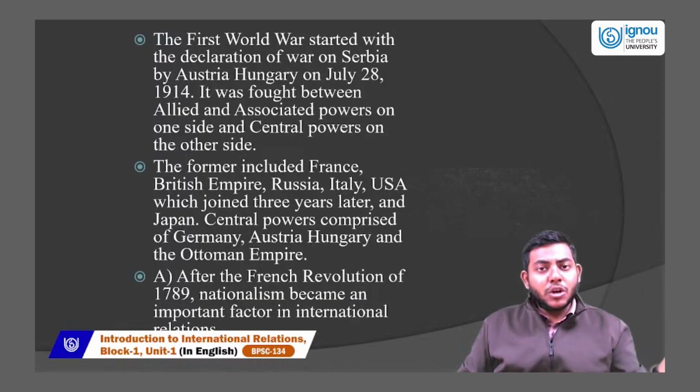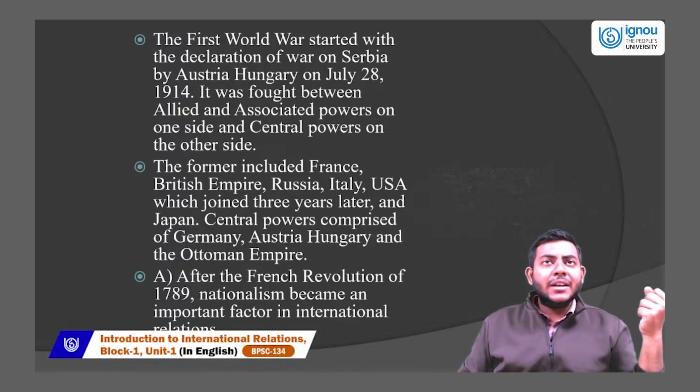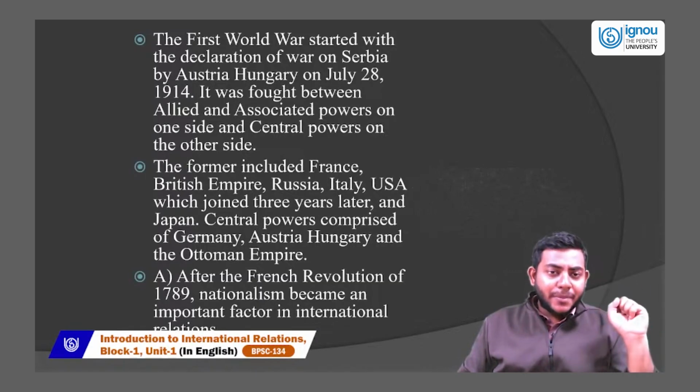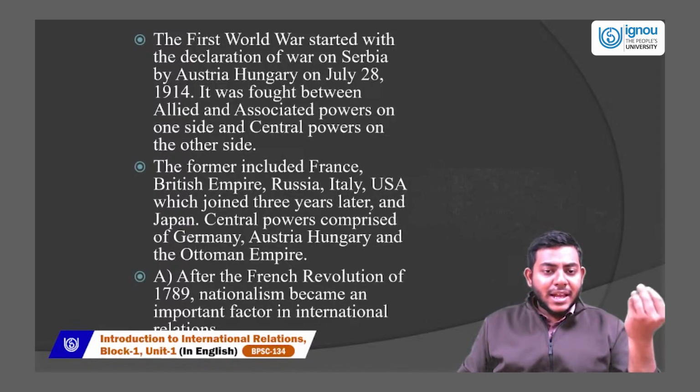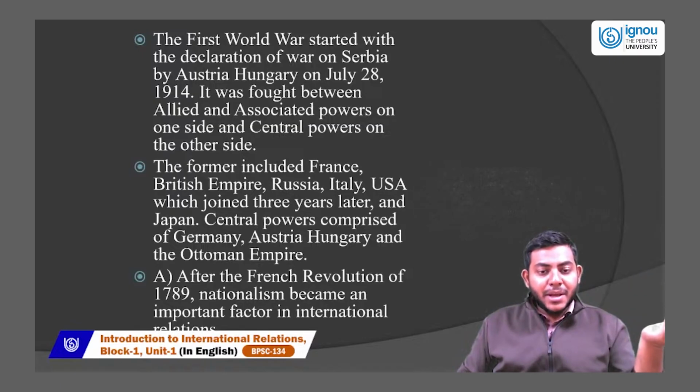It consisted of the Ottoman Empire, the frail and weak Ottoman Empire, and also Austria-Hungary, the Central Powers. The Allied powers included France, the British Empire, Russia, which was Tsarist Russia, Italy, the United States of America, which joined 3 years later, and Japan also joined the Allied side. Central Powers comprised Germany, Austria-Hungary, and the Ottoman Empire.